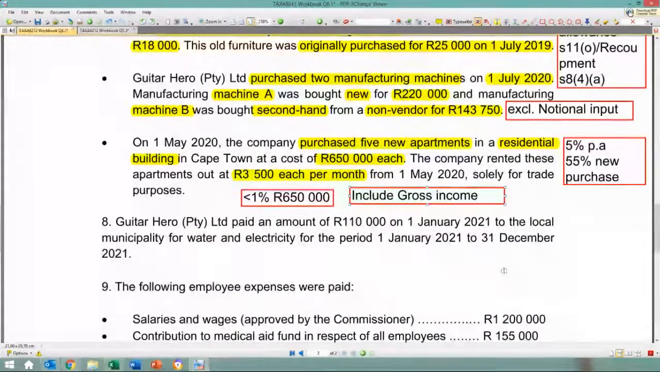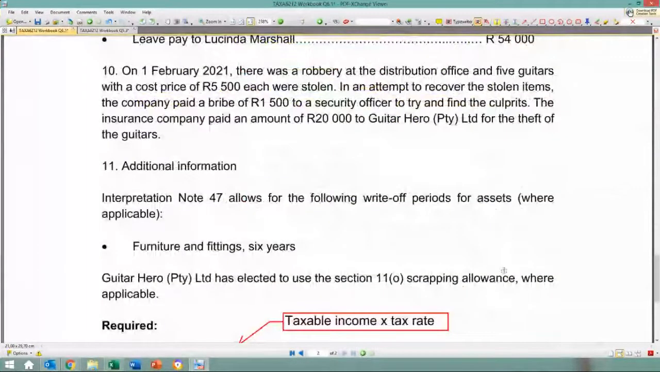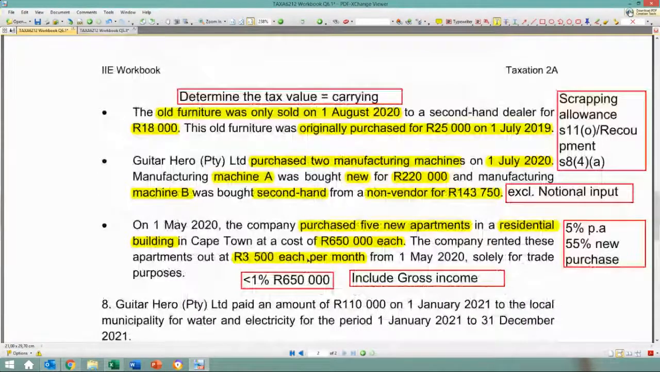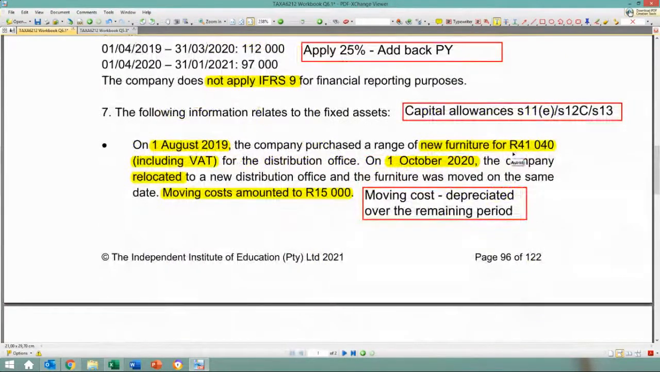Okay, now let's quickly look at where they told you about the furniture. Here they tell you furniture and fittings is 6 years as the write-off period. If we go back, they say Guitar Hero uses the section 11(o) scrapping allowance if applicable. So if we made a loss, then we apply that scrapping allowance. So you can elect to use it or not. Now we know this is over 6 years.